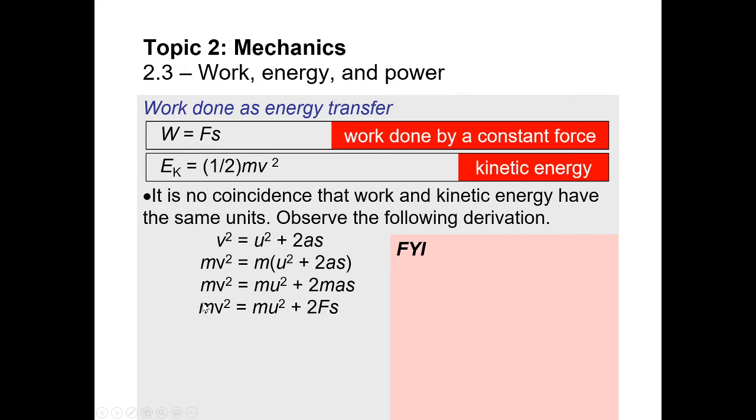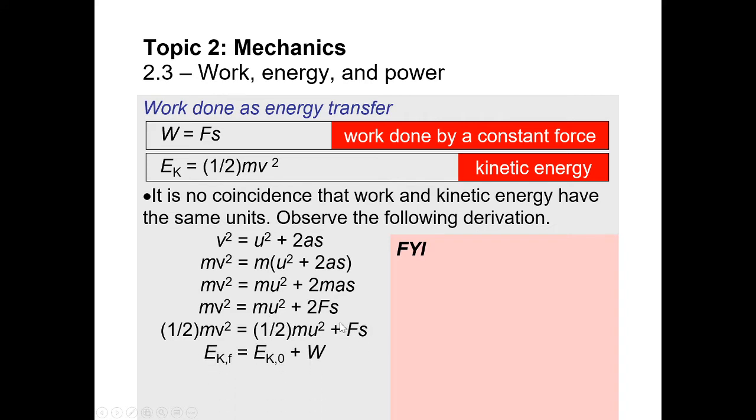Next thing I'm going to do, I'm going to multiply everything by 1/2. So I have 1/2 mv squared, 1/2 mu squared, and then the half times 2 becomes 1 and it disappears. I hope this is starting to look familiar to you. I know that 1/2 mv squared is kinetic energy, but then what would 1/2 mu squared be? Well, if u is initial speed and v is final speed, then it would make sense that this is the final kinetic energy and this would be the initial kinetic energy.